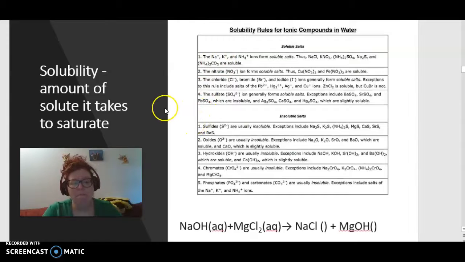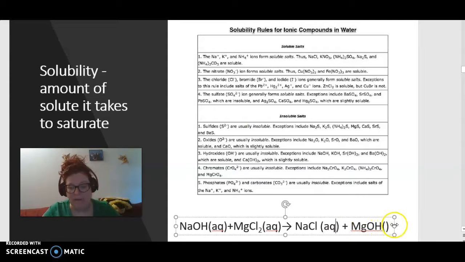What does rule number 1 say? It says the Na+ sodium ion, potassium ion, and ammonium ion form soluble salts. Thus, NaCl, KNO3, NH4SO4, Na2S, and (NH4)2CO3 are soluble. Translation: salt, it's soluble. It stays in solution, so it's going to stay as an aqueous.